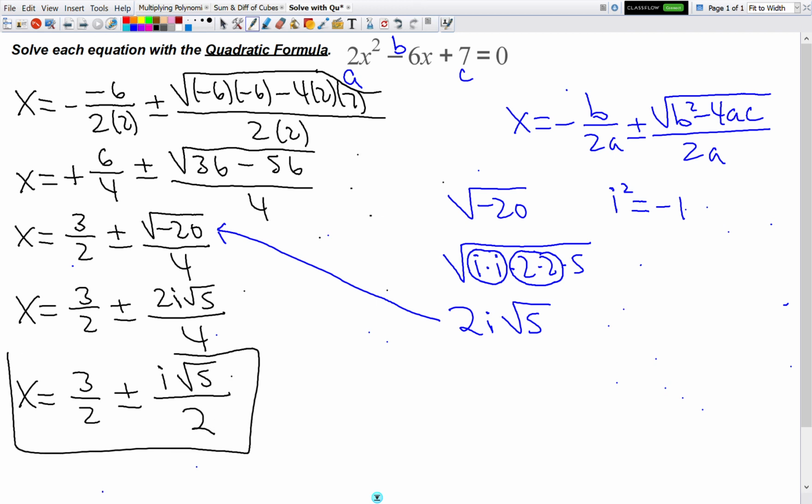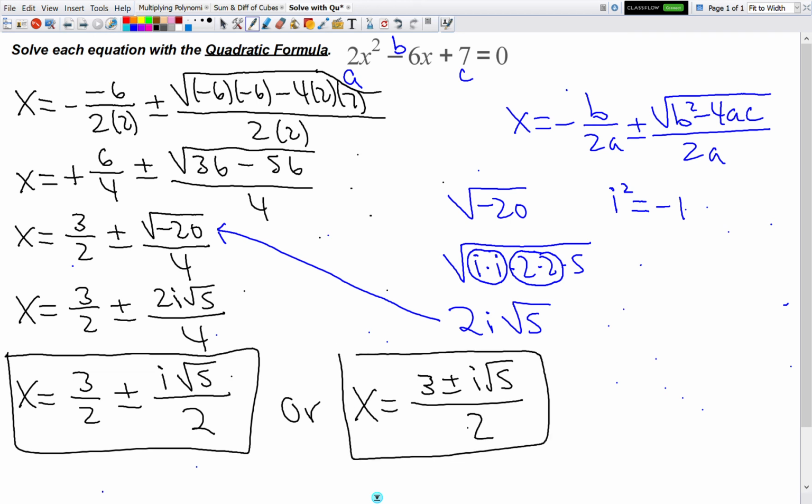You can leave your answer as 2 separate fractions, or if you want to make it as one big fraction, that's fine also. Okay, so x equals 3 over 2, plus or minus i root 5 over 2. Or as one big fraction, x equals 3 plus or minus i root 5, all over 2. Either way is fine. All right?